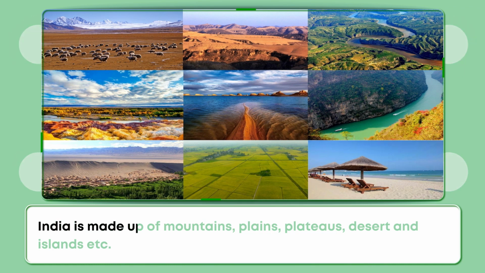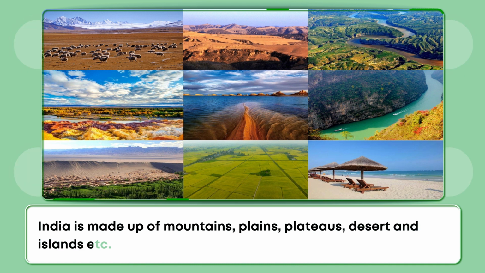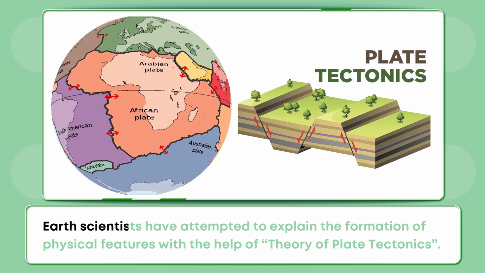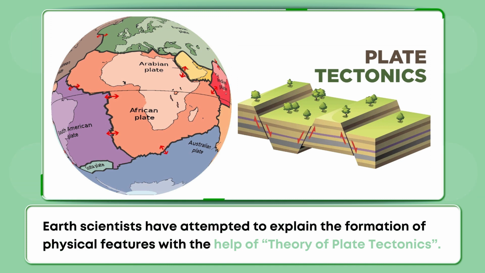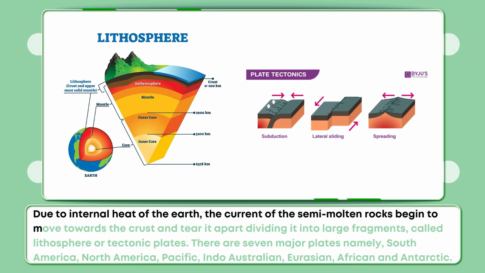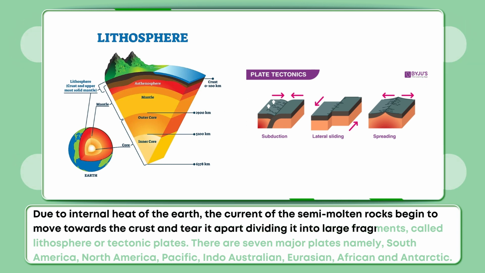India is made up of mountains, plains, plateaus, desert and islands, etc. Earth scientists have attempted to explain the formation of physical features with the help of the theory of plate tectonics. Due to internal heat of the Earth, the currents of semi-molten rocks begin to move towards the crust and tear it apart, dividing it into large fragments, called lithosphere or tectonic plates.